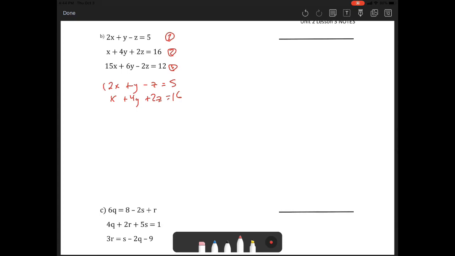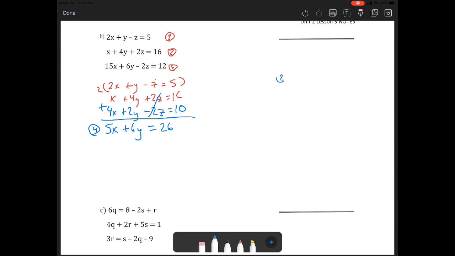So to do that, I'm actually going to change this top one by multiplying by 2 and focus on taking away my z's. So I'm going to end up with 4x plus 2y minus 2z equals 10. And I'm going to add those together. So I'm going to end up with 5x plus 6y, cancel my z's, equals 26. And that's going to be my fourth equation.